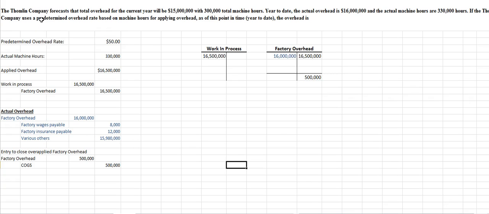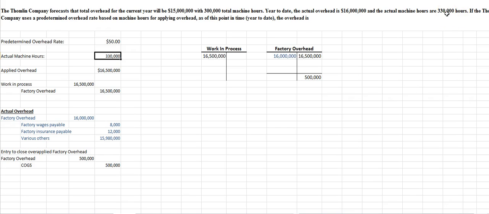Okay, so they want to know if the overhead rate is over applied or under applied in this example. They want to know how the overhead relates to actual. So the first thing we're going to do is calculate the predetermined overhead rate. It says that they estimated overhead of 15 million and 300,000 hours. 15 million divided by 300,000 hours means you are going to charge overhead at $50 per machine hour, right? So there were 330,000 actual hours, as you can see here.